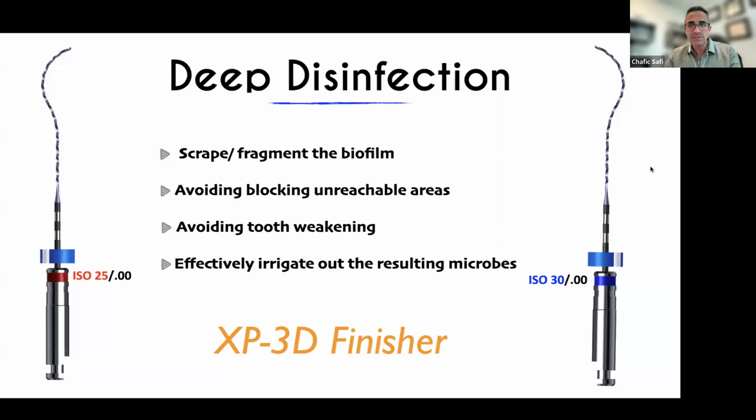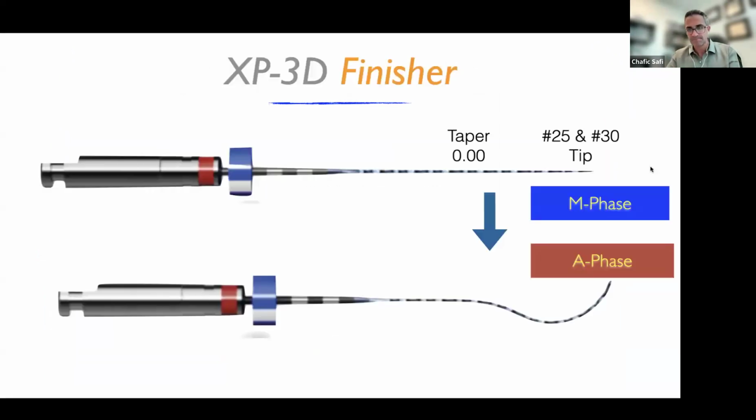And the most important thing to remember is that this file has no taper. It's a straight wire. And when you don't have any taper, it means that you are not cutting dentin. You're not removing any dentinal structure, any tooth structure. You're just going, in other words, to rub against the root canal wall in order to remove whatever is there.